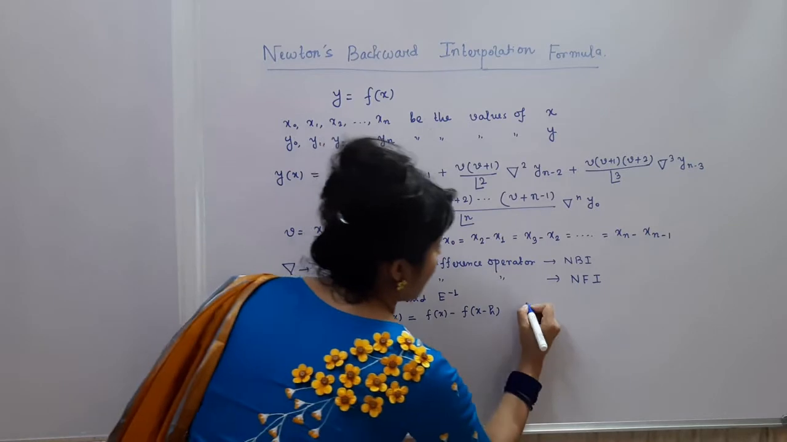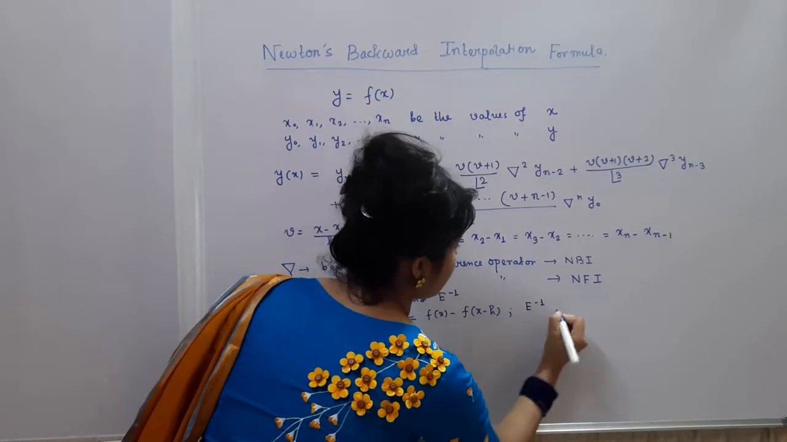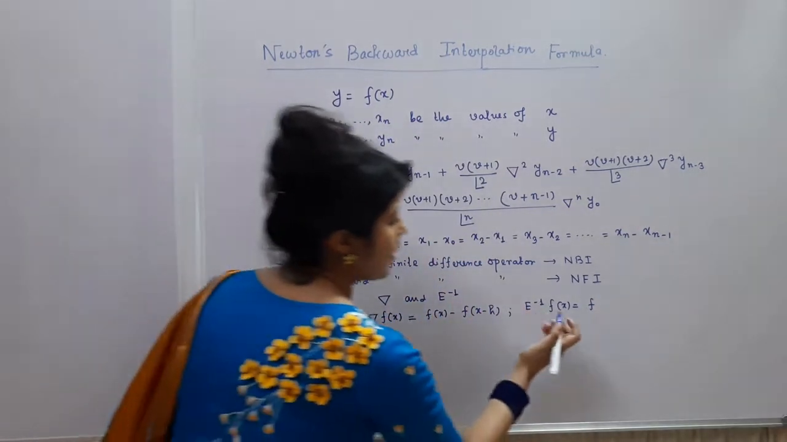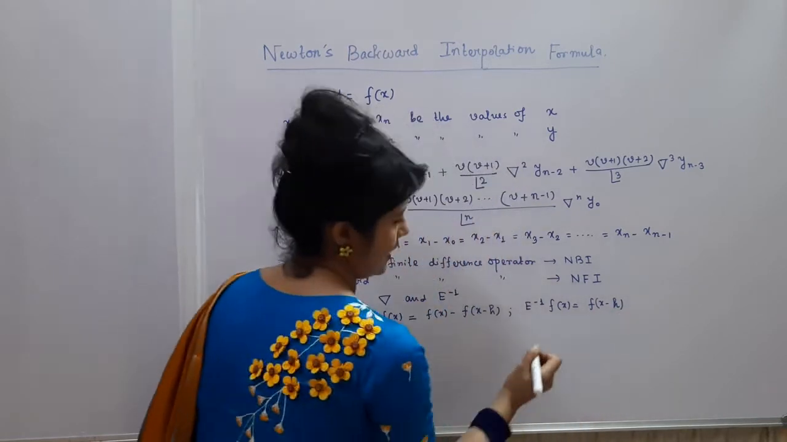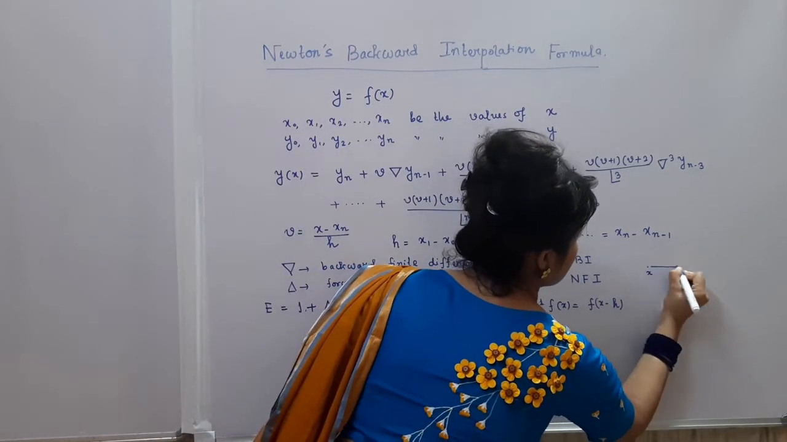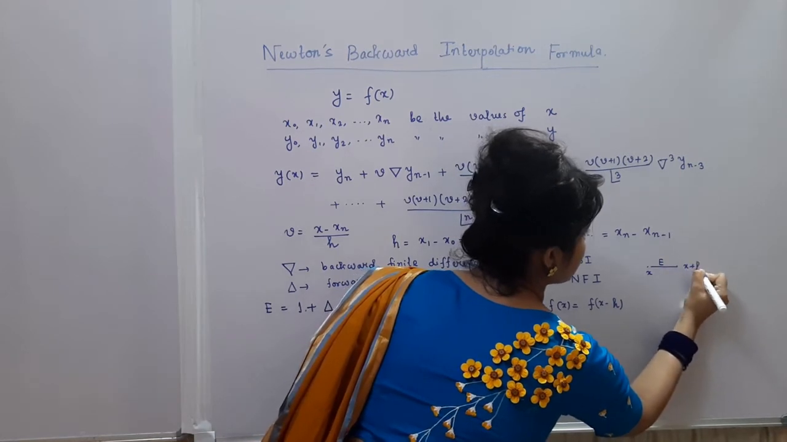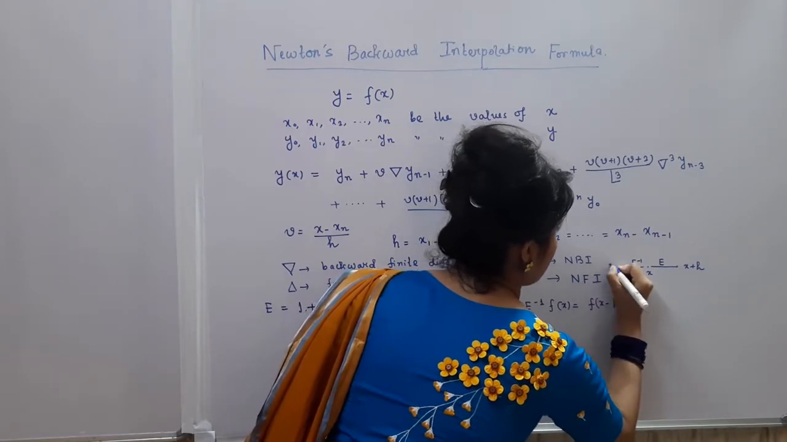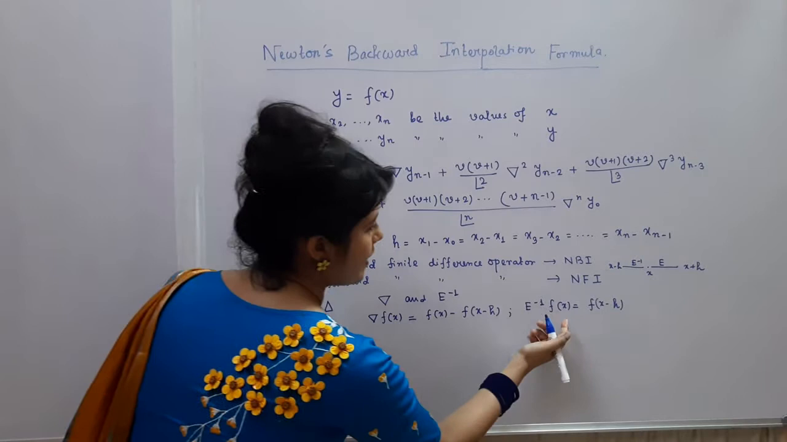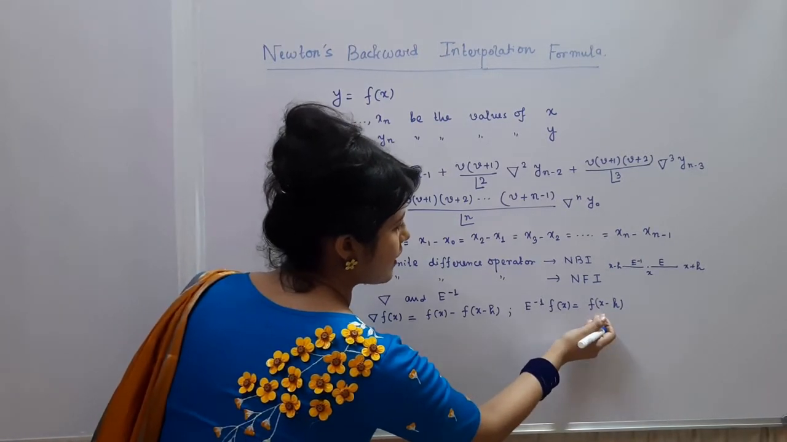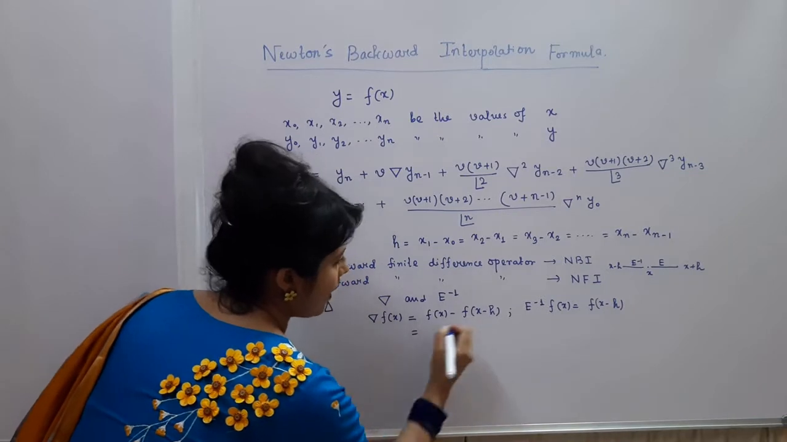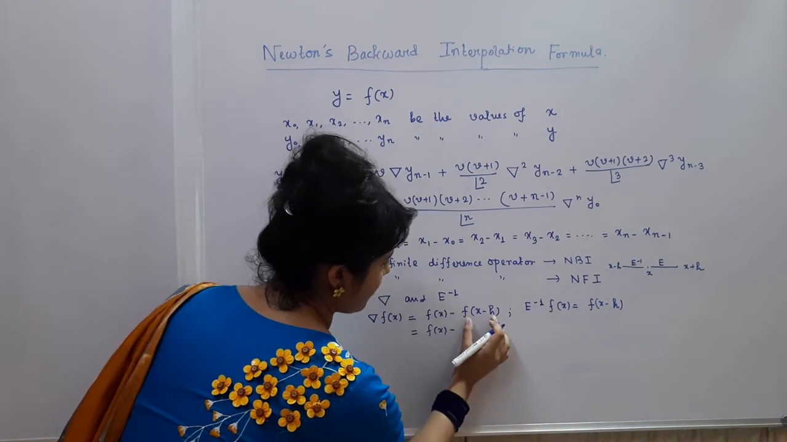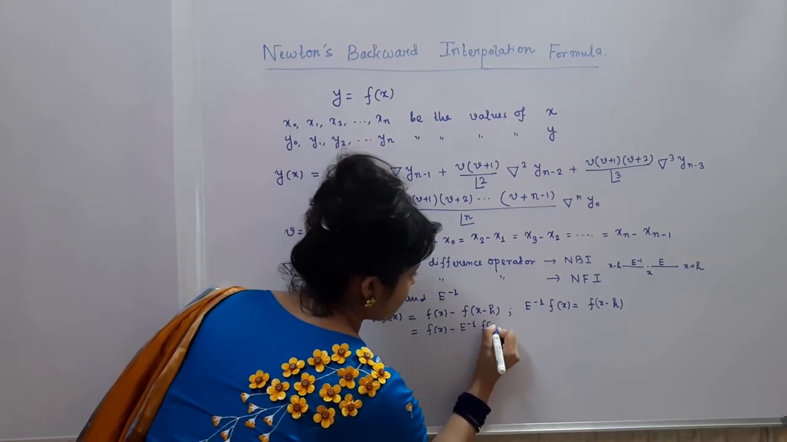We know it, and if we operate E inverse on f of x, it is just moving backward, f of x to f of x minus h. That is, if this is x, if E is applied, it will move to x plus h, and if E inverse is applied, it will move to x minus h. So E inverse applied on f of x gives f of x minus h. Now I can write E inverse f of x in place of f of x minus h.